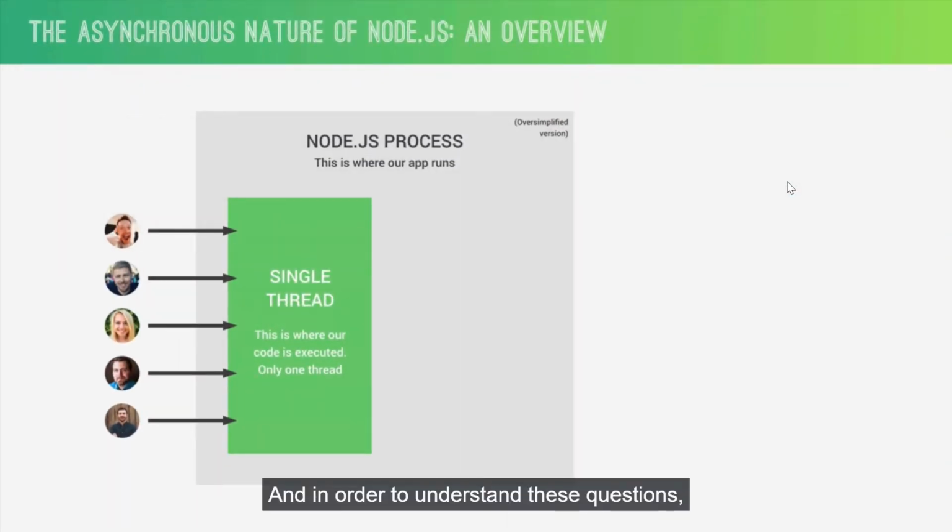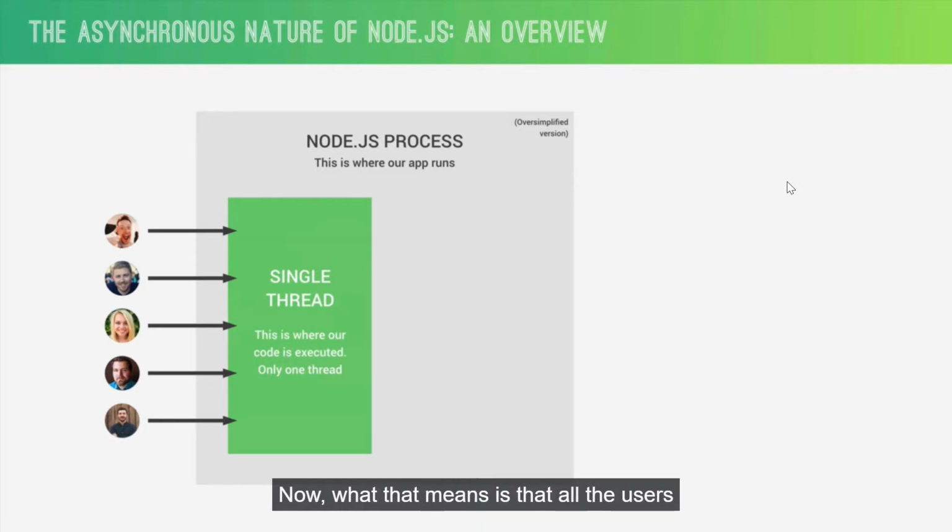And in order to understand these questions, the first thing that we need to understand is the fact that in a Node.js process, which is where our application is running, there's only one single thread. And a thread is just like a set of instructions that is run in the computer's CPU. So basically, the thread is where our code is actually executed in a machine's processor. So remember, Node.js is basically single-threaded. And so for each application, there's only one thread. That's just the way Node.js was designed.